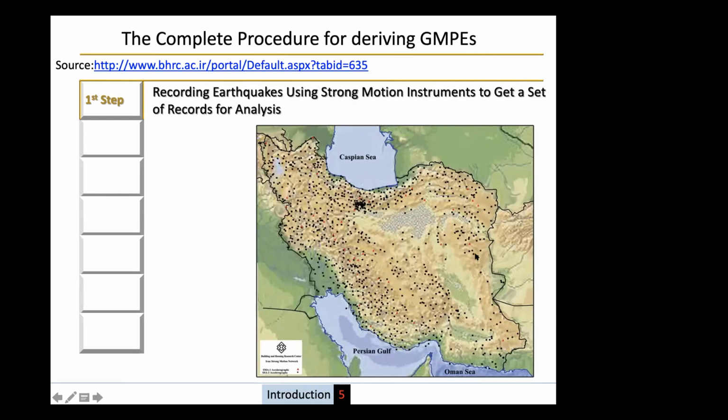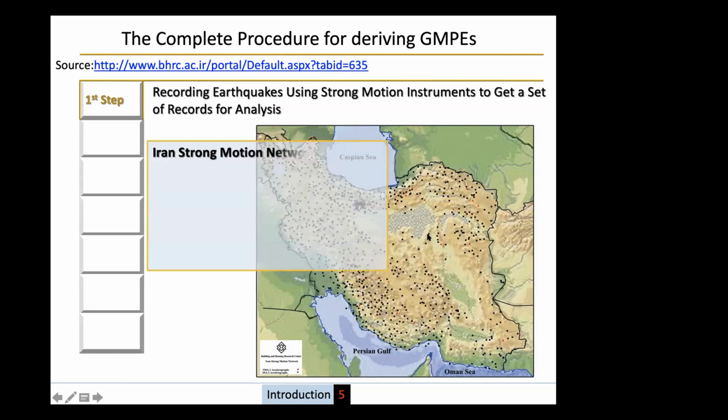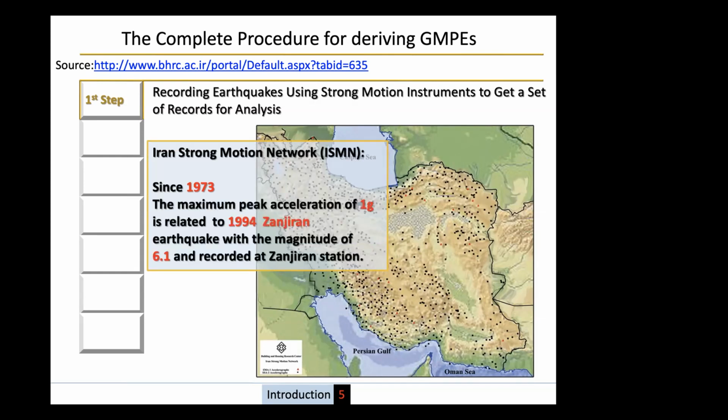You can see that, for example, in a country like Iran, there are too many of them, but it's never enough. It's not like seismometers, where we don't need such a dense array. But for strong motion instrumentation, it's never enough to have enough instruments. The Iran Strong Motion Network, as an example, has been operational since 1973, and a maximum peak acceleration of 1G has been recorded by these stations.